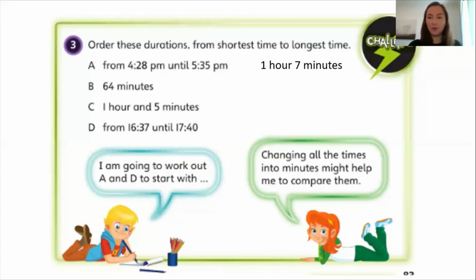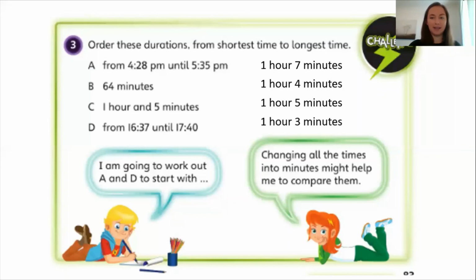B, 64 minutes, I'm going to convert that to hours and minutes just to make it easier to compare each of the durations. So 60 minutes is an hour, so 64 minutes is 1 hour and 4 minutes. C is already in the correct format, 1 hour and 5 minutes. And then D, from 1637 until 1740 is 1 hour and 3 minutes. Then I can order those times. So the shortest is D, followed by B, then C, and then A. Well done if you got that correct.